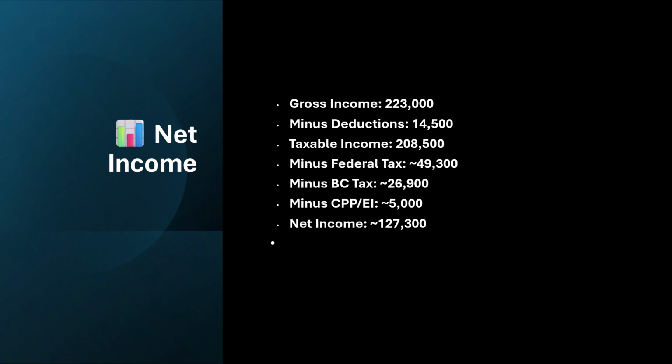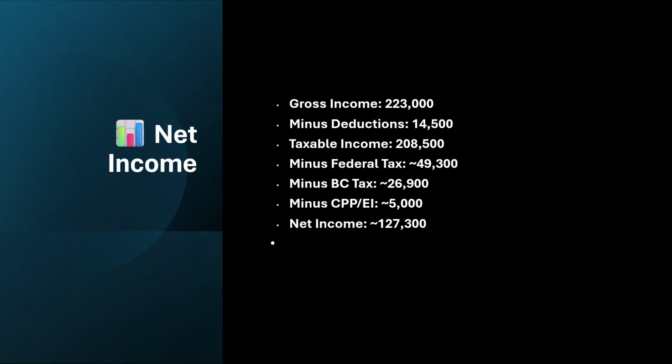Then came the painful subtractions, the cash that actually leaves the system. Net federal tax, $49,300. Net BC tax, $26,900. And the capped payroll contributions of $5,000. So after all of that, what's the ultimate takeaway figure? The final net income, line 50,000. It's approximately $127,300. That is the number that dictates their lifestyle, their savings, and all their future planning. So just over $127,000 is the final take-home on a gross income of $223,000.